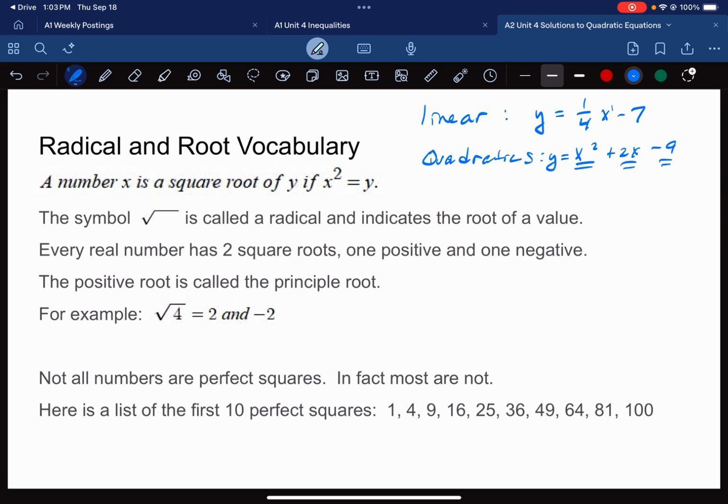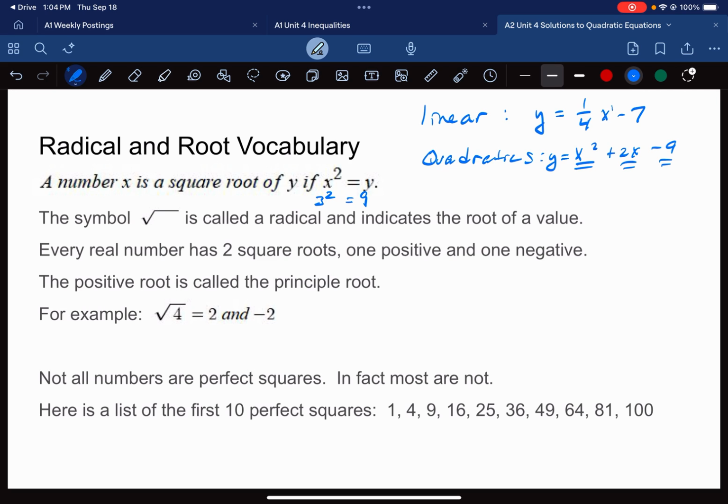So one method to solve quadratics is to take the square root. So you need to understand what a radical is and a root is, the vocabulary of those. And so the number x is a square root of y if x squared equals y. So the square root of 9 is 3 because 3 squared is 9. So that's like 9 would be the y and 3 would be the number x in this case, and it would be the square root of 9. Okay, and the symbol that looks like a check mark with an extension there, that's called a radical, right? And it indicates the root of a value.